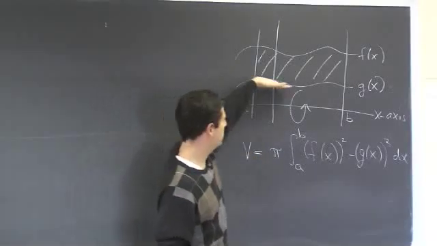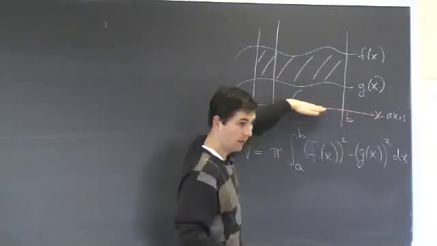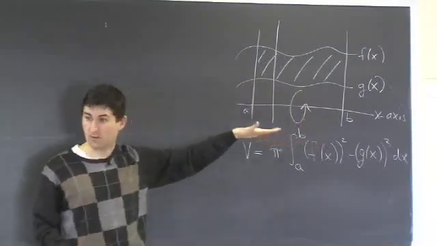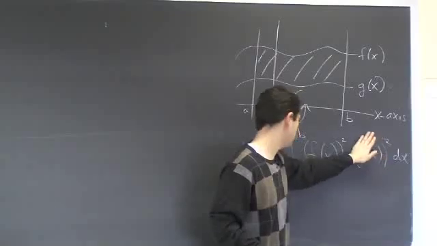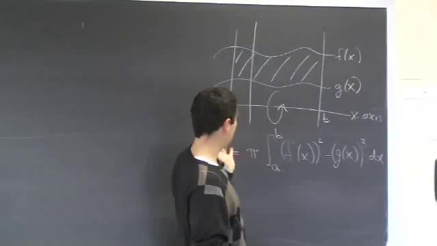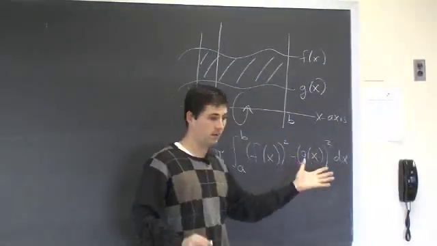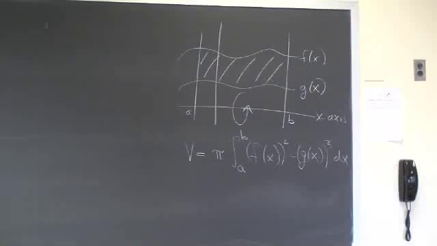And in the special case where this g of x is just the x-axis, that was actually the original disk method that we wrote down. Well, in that case, the g of x is just 0, and you really just get this pi something squared. But if you remember this picture and this formula, of course, you can get that original one back from it. So you just have to remember this one.